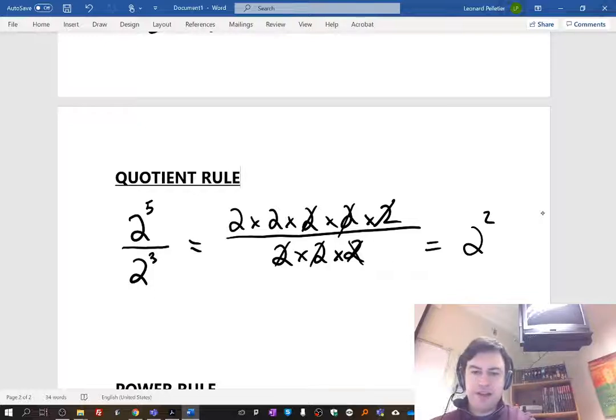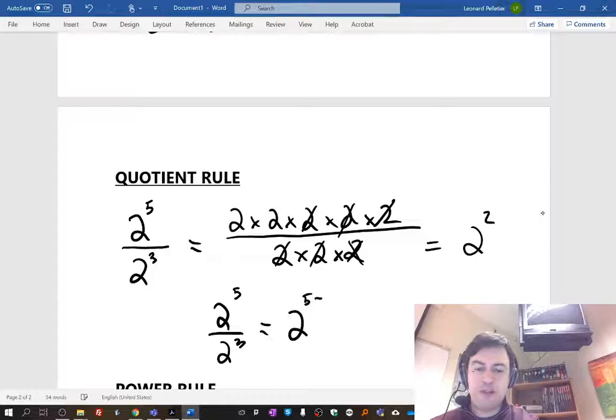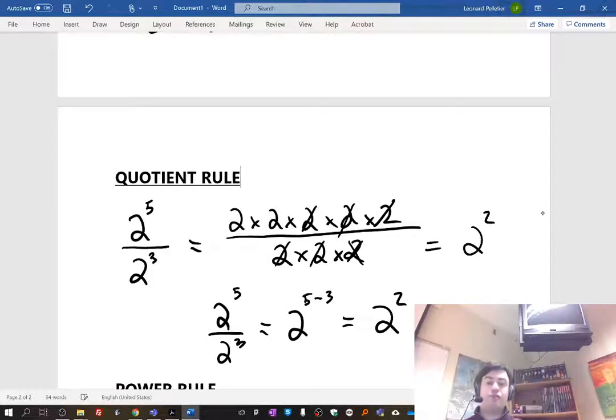But do you notice a similar relationship? If we take a look at 5 and 3 and we got 2, you'll notice that it's a subtraction relationship. So 2 to the 5 divided by 2 to the 3, a shortcut way to do that is just subtract the exponents. 5 minus 3, that gives you 2 to the power of 2. So that's the quotient rule. You can just divide your powers with similar bases by subtracting the exponents.